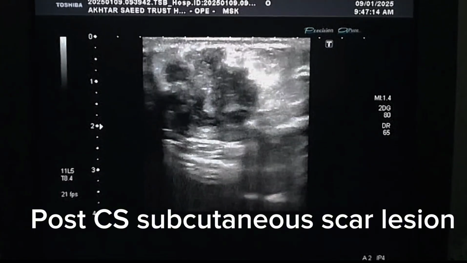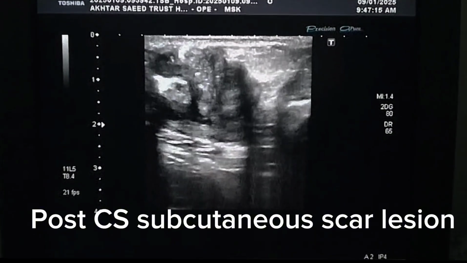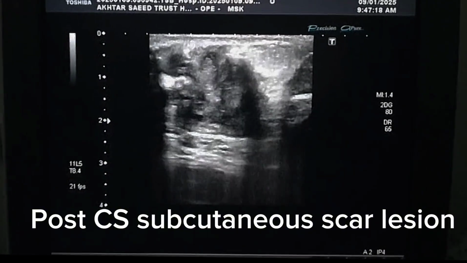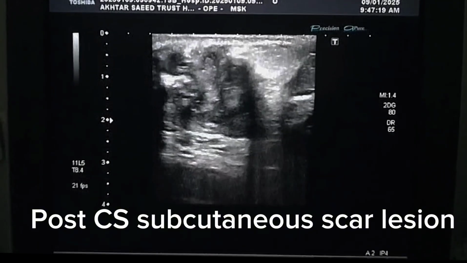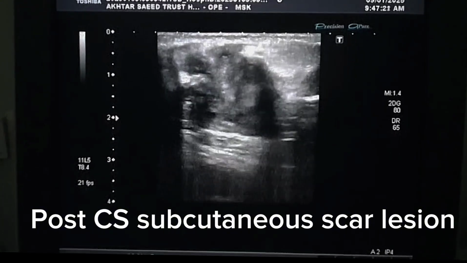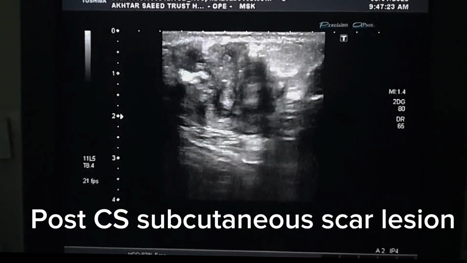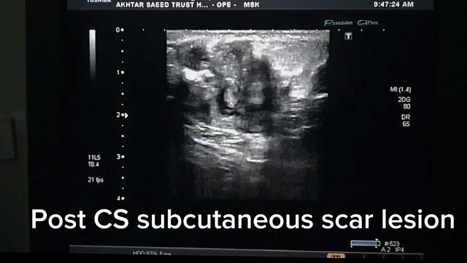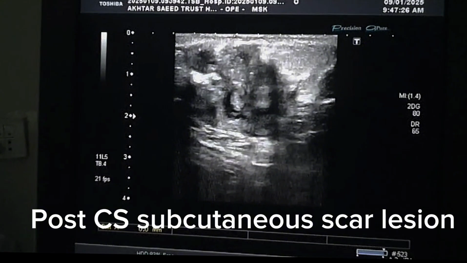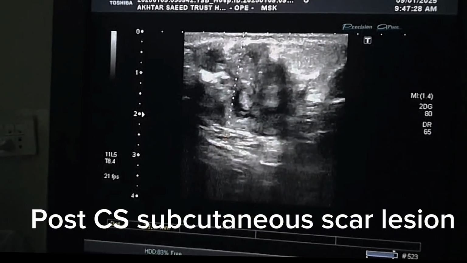Let's discuss the possible differential diagnosis. Post-Cesarean hematoma is a possibility in such cases. The cause may be bleeding from the surgical site or vessel injury. In these cases, hypoechoic to heterogeneous mass with internal debris may show evolving clot. No internal vascularity can be seen in such cases.